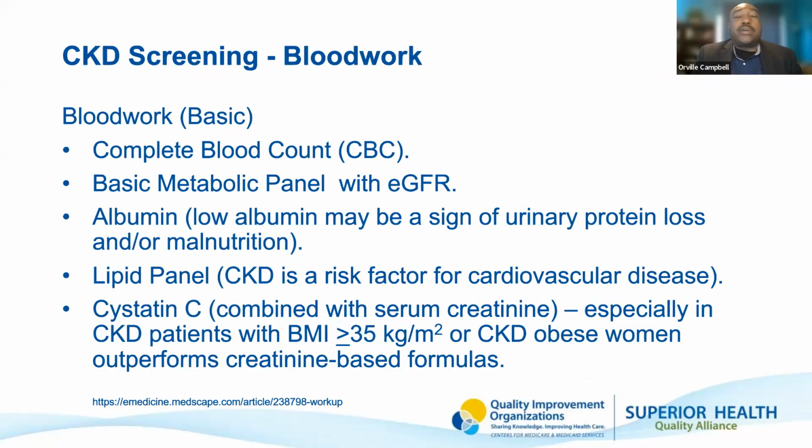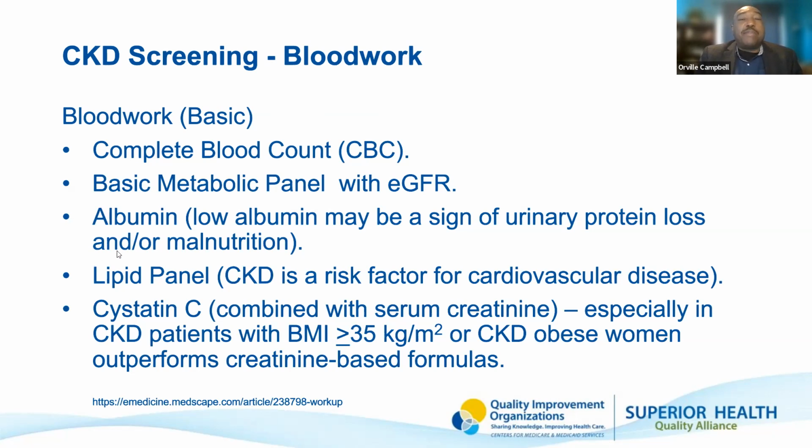Here's the bread and butter, the basic fundamentals of blood work that one would obtain when screening for chronic kidney disease. Of course, the CBC, because an abnormal complete blood count could indicate anemia, since chronic kidney disease does affect the production of erythropoietin and could lead to anemia. In more advanced kidney disease, it could also lead to bone marrow malfunction, so you may have a decrease not only in the red blood cells, but in the white blood cells as well as the platelets.